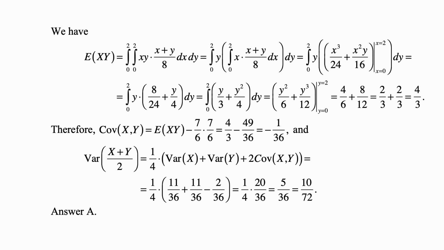Therefore, the covariance of XY is E of XY minus 7/6 times 7/6. And that's 4/3 minus 49 over 36, and that's negative 1 over 36. And the variance of (X plus Y) over 2 is equal to 1/4 of variance of X plus variance of Y plus 2 covariances of X, Y. And that's 1/4 times (11 over 36 plus 11 over 36 minus 2 over 36). Well, that's 22 over 36 minus 2 over 36, so that's 20 over 36. So 1/4 times 20 over 36. That's 5 over 36. And that's the same as 10 over 72, which is the form of answer we have as answer A.